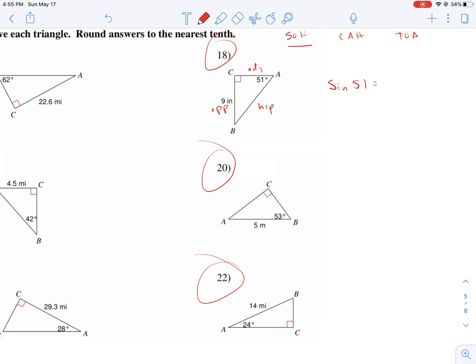So the sine of 51 is equal to 9 divided by x. All right, so multiply both sides by x. Just cancel there, and to get x by itself, we need to divide by the sine of 51. So x is equal to 9 divided by the sine of 51.